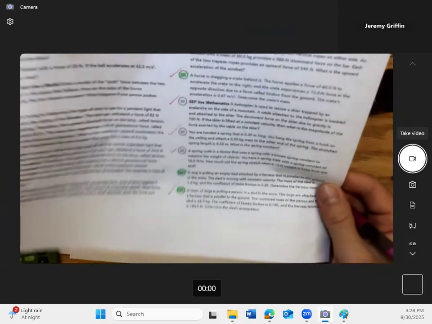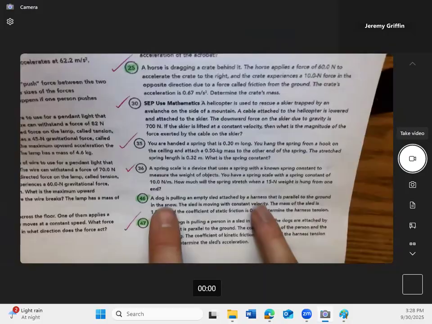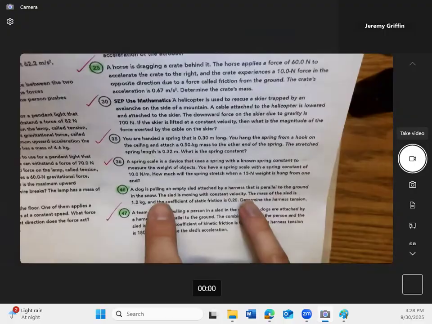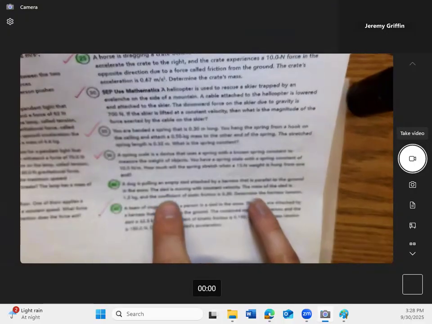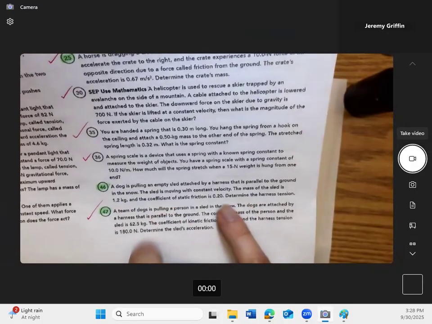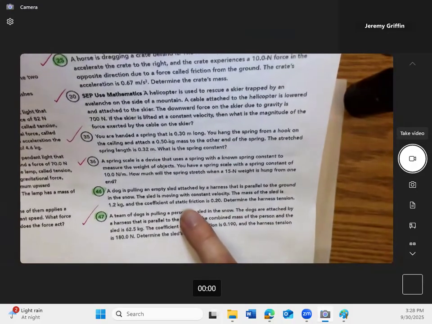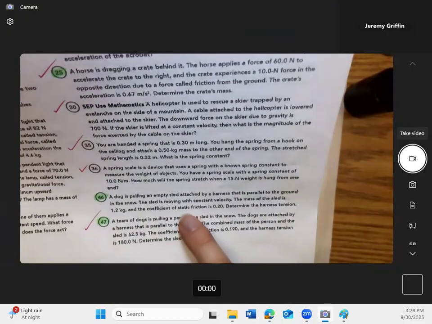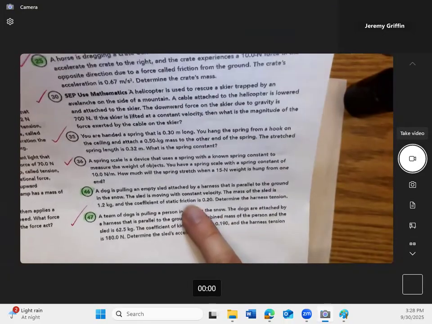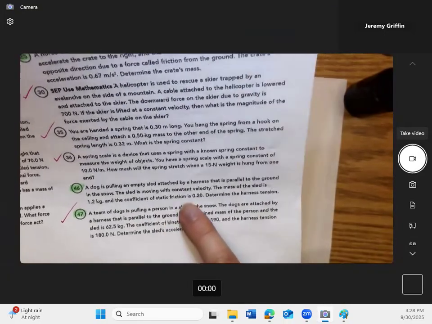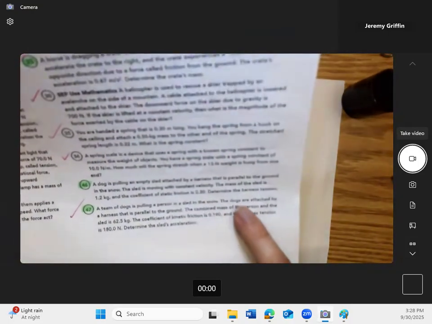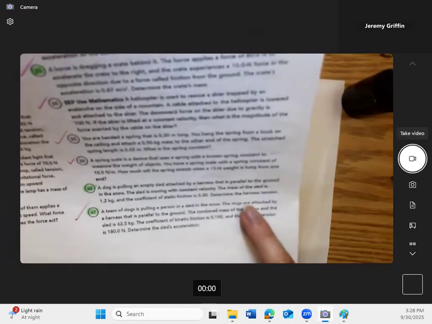Well, at least we'll read 46. A dog is pulling an empty sled attached by a harness parallel to the ground in the snow. The sled's moving with constant velocity. The mass of the sled is 1.2 kilograms. The coefficient of friction is 0.2. They said coefficient of static friction, but that wouldn't be applicable if it's moving at constant velocity. So I think they meant to say coefficient of kinetic friction. Let's treat that as a typo. So the coefficient of kinetic friction is 0.2. Determine the harness tension.